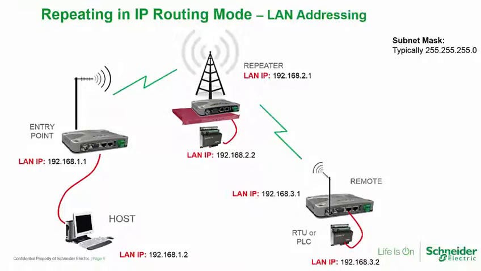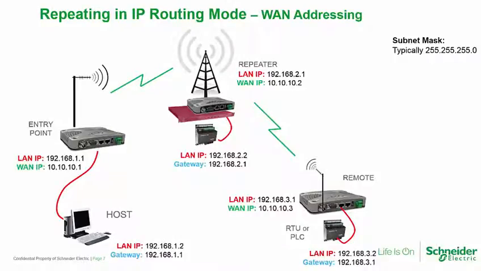Let's have a look at IP routing mode. Each radio and locally connected devices are provided addresses within the same local area network. For example, the entry point radio's LAN address is 192.168.1.1, while the host computer's address is 1.2. The remote radio's LAN address is 3.1, while the locally connected RTU is configured with address 3.2.